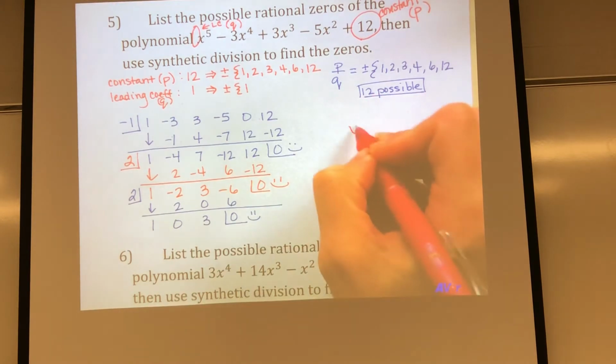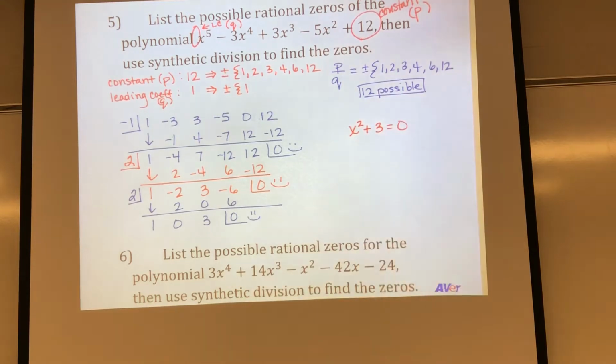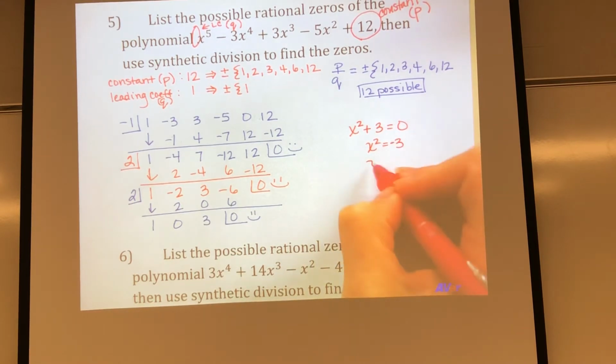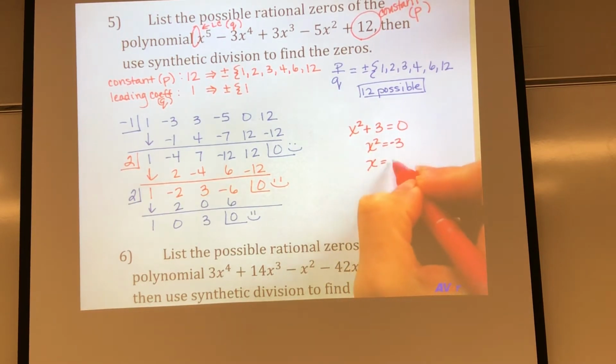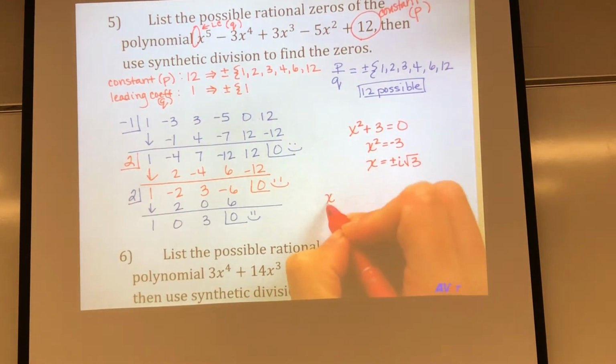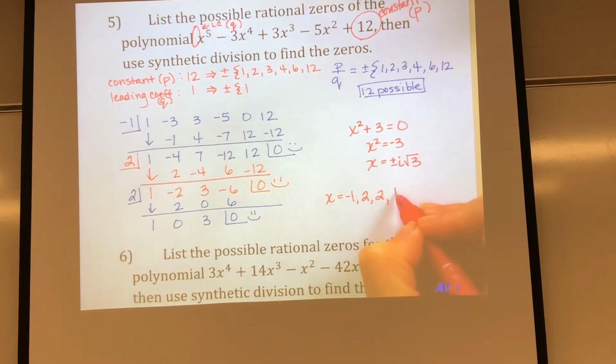We would have 1x squared. There's no x term, so plus 3. And then we can solve that. So x squared equals -3. If we take the square root of both sides, we get plus or minus i radical 3, because it was a negative. So putting everything together that we found, we know that x equals -1. We know that it equals 2 twice. And then it's also plus or minus i radical 3.